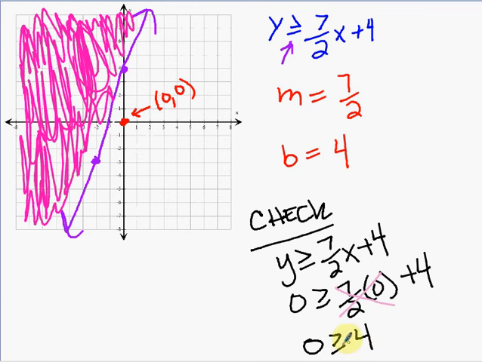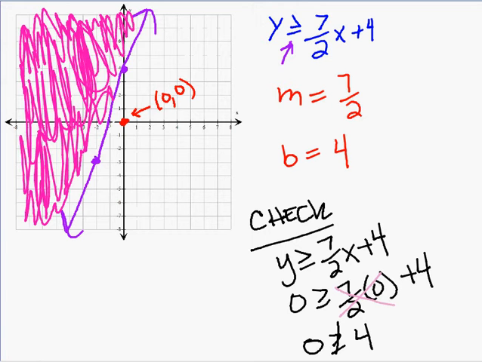And you have to ask yourself, is that true? Is 0 bigger than or equal to 4? And it's not. So that tells me that on this side where 0, 0 was, since I plugged it in and it did not work, that means I don't shade on that side. I shade on the opposite side. So that's another way you can figure out where to shade with these inequalities.